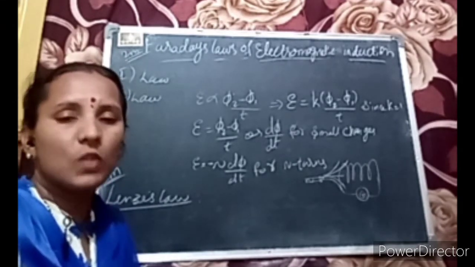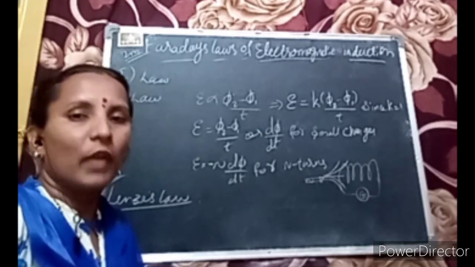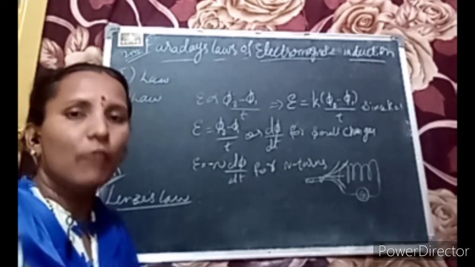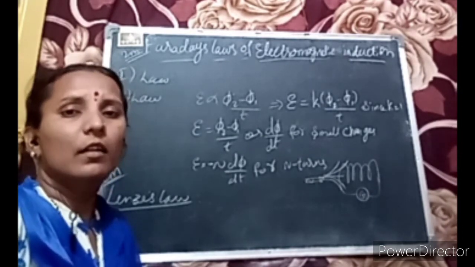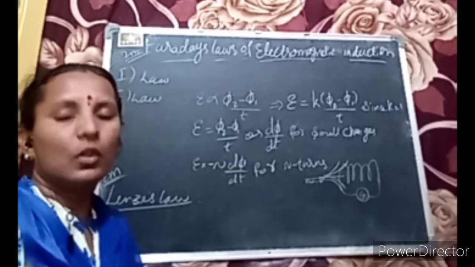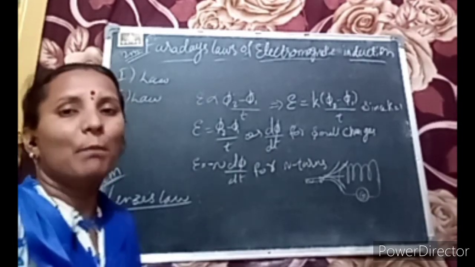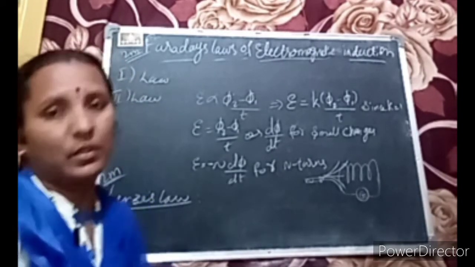State Lenz's law. The polarity of the induced EMF in the coil opposes the cause that produced it, or it is opposing the magnetic flux that produced it.